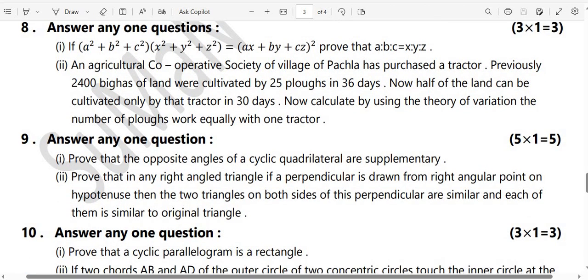Question number 3. Prove that in any right angle triangle, if a perpendicular is drawn from the right angle point on the hypotenuse, then the two triangles on both sides of this perpendicular are similar and each of them is similar to the original triangle.